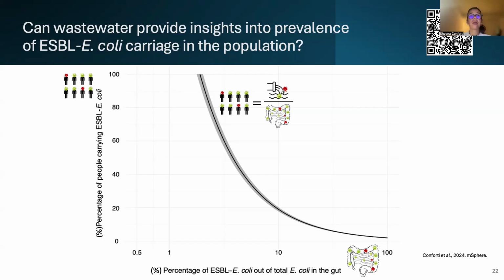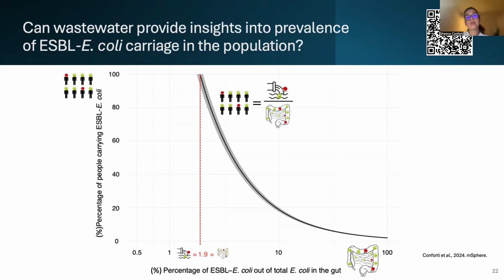And so we assume that the percentage of people that carry ESBL E. coli, with these red hats here, depends on the percentage of ESBL E. coli that we measure in the wastewater and the percentage of ESBL E. coli out of total E. coli in the gut of the carriers. And so I hope you're following me on this, but we found 1.9% ESBL E. coli in wastewater, right?